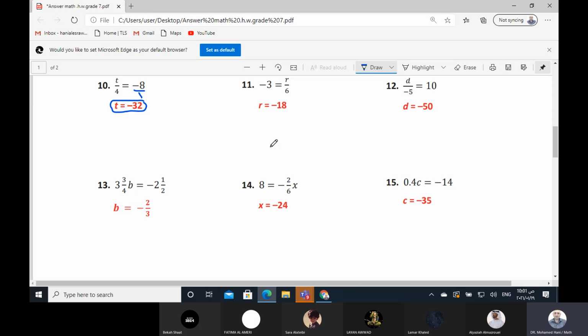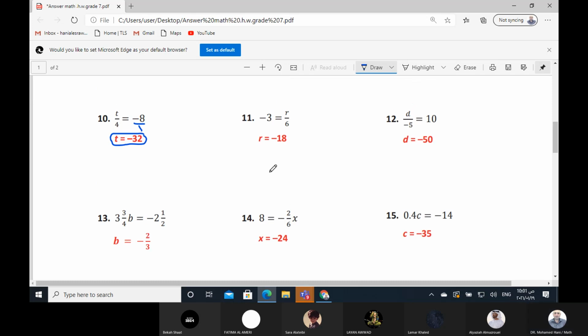Mr., I did another way, not cross multiplying. I did divide by 6. Like, no, multiply. If it's divide here, we have multiply. So multiply by 6 and multiply by 6. Great, you can do it here. So 6r divided by 6 will be r, and 6 times minus 3 will be minus 18. It's a true idea. Great, Leon. Thank you.